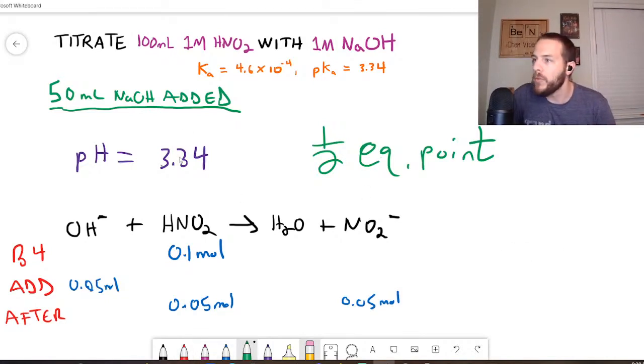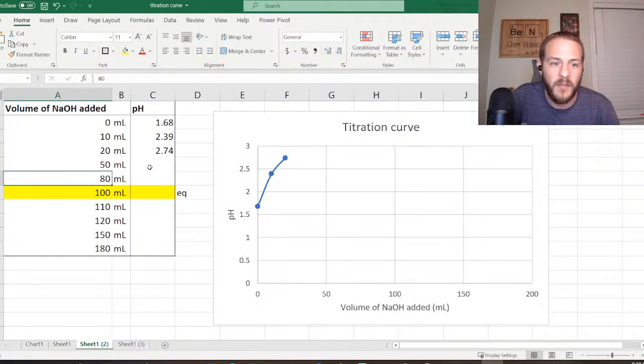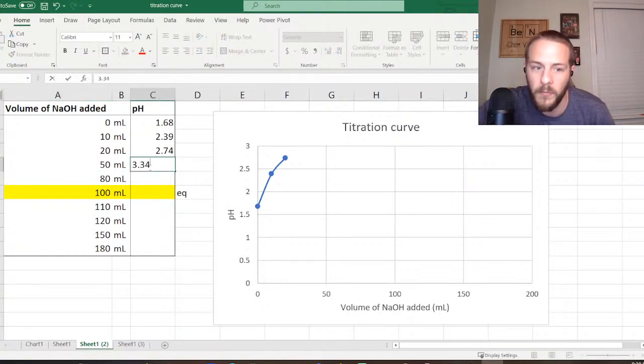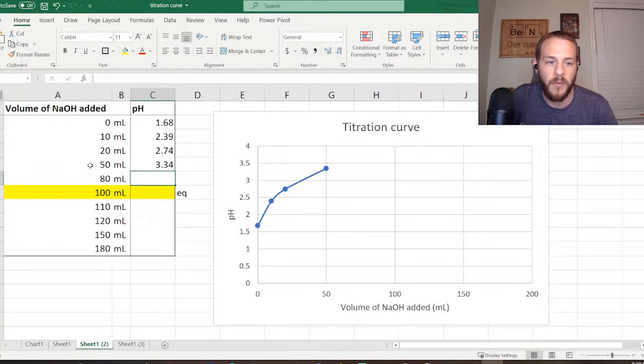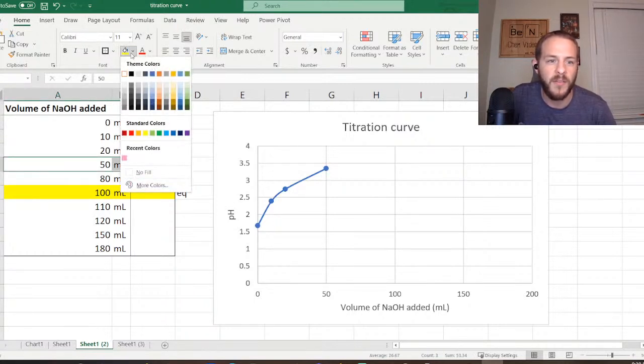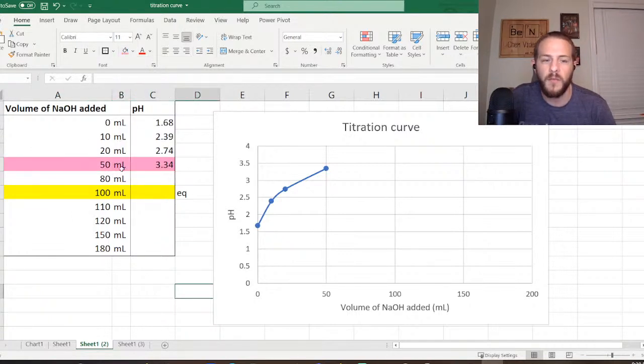All right. So 3.34, that's the pH when we added 50 mils of our 1 molar sodium hydroxide to our 100 milliliter, 1 molar sample of nitrous acid. Sorry, I'm confusing myself, and I definitely don't want to confuse you guys. So I'm going to go back to my Excel spreadsheet here. Just type that in, 3.34. So that's our half equivalence point. I'm just going to highlight that another color real quick to let that stand out. So this 50 milliliters, that's the half equivalence point.